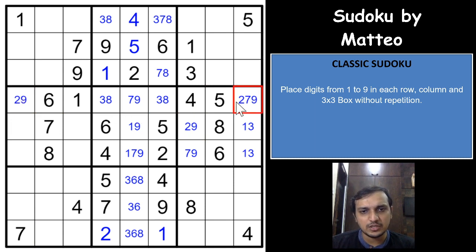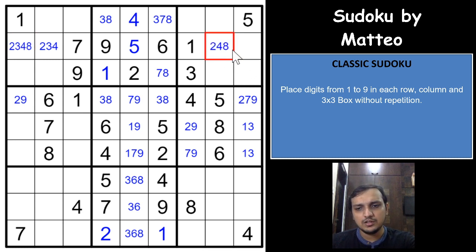Okay, nothing much again. You already have 5 digits here in this row, so 2, 3, 4 and 8 are remaining. 8 is here, so 2, 3, 4. So 2, 3, 4 and 8. Okay, so 3 is here, 2, 4, 8. 8 also cannot be here, so 2, 4 and 2, 4, 8.